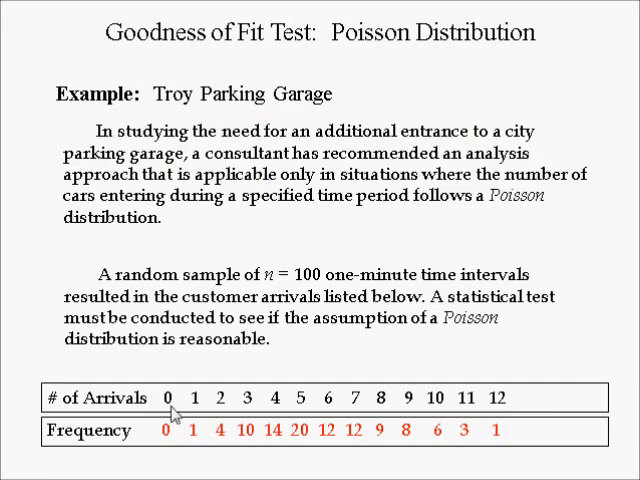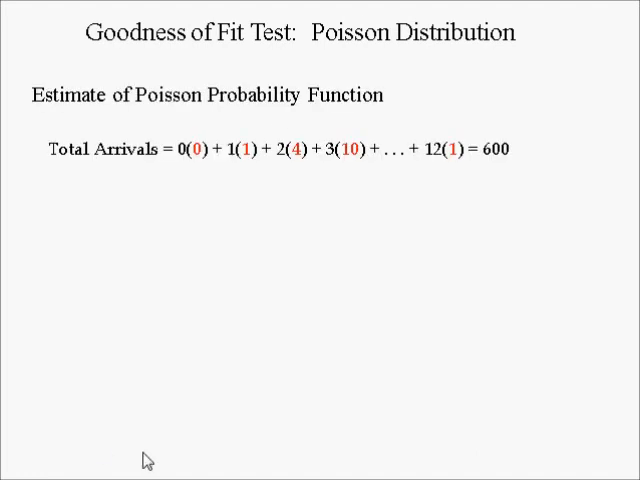So basically all we're doing is we're taking 0 times 0 plus 1 times 1 plus 2 times 4 plus 3 times 10 plus 4 times 14 plus etc., plus 11 times 3 plus 12 times 1, which equals 600. And when we compute that, we get 600 total cars. Now, how many 1 minute intervals did we have? We had 100, so N is 100.